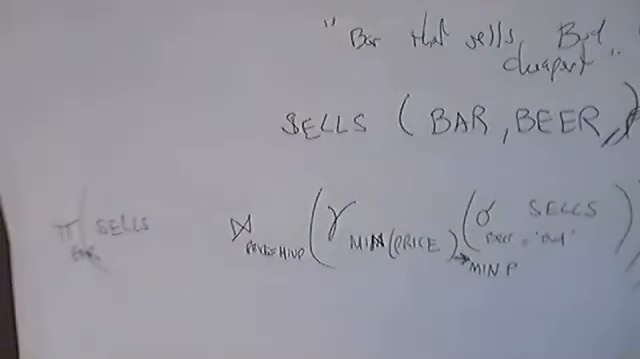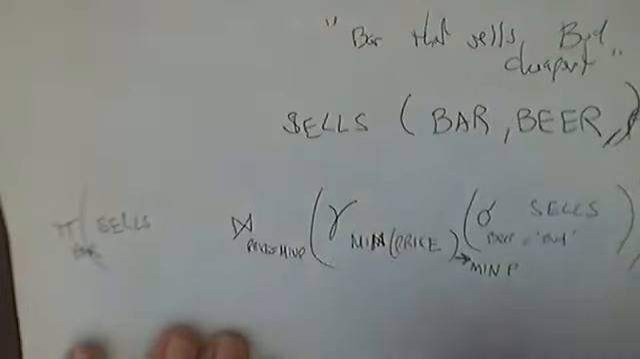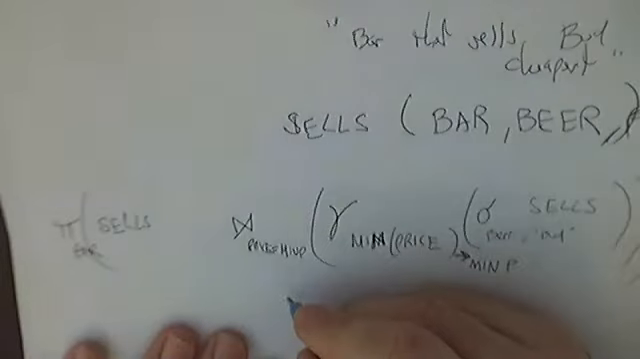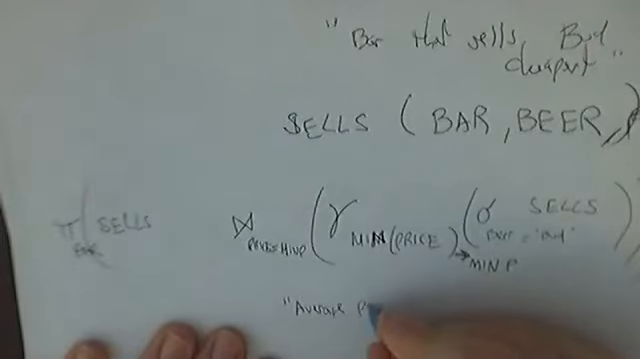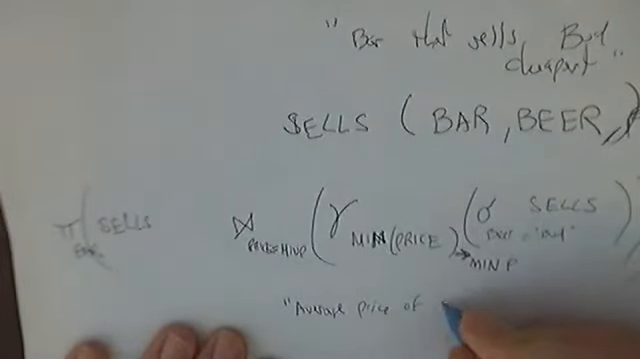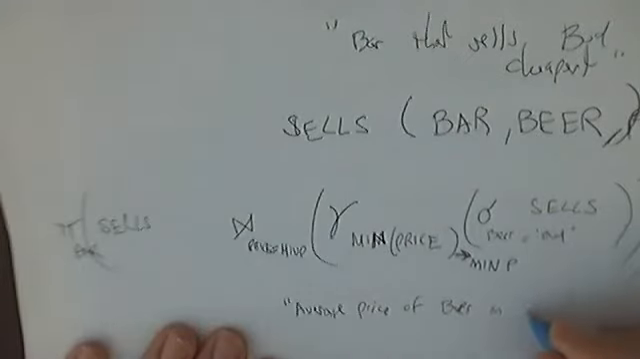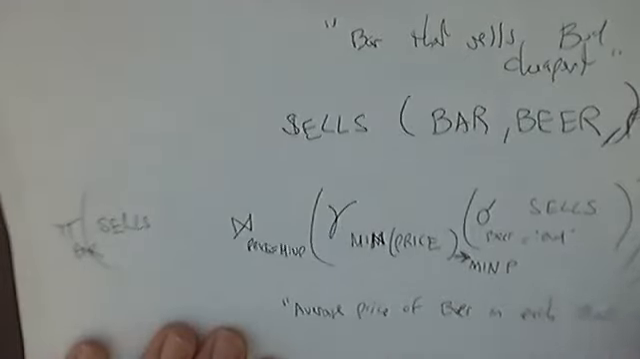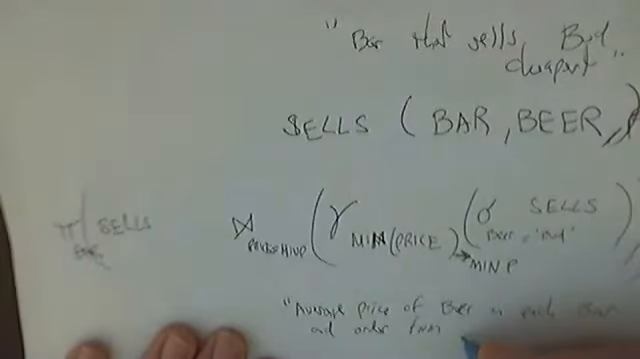What if we want to get the average price of beers in each bar? We want to get the average price of beers in each bar, and not only that, we want to order from cheapest to most expensive.